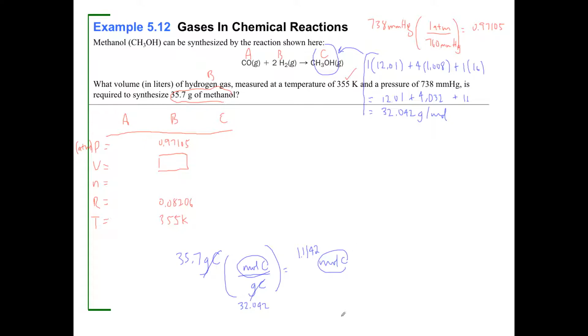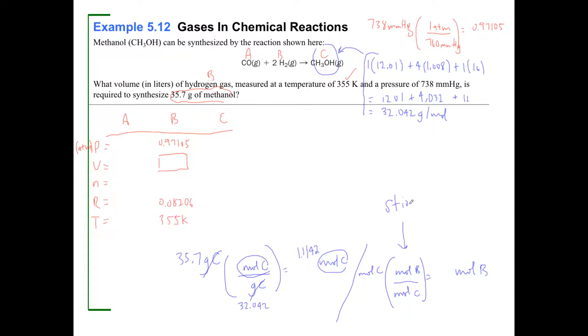Well, what I want to do now is I want to convert the moles of C to the moles of hydrogen, right? That's what I was looking for. Can I call it moles of B? You guys okay with that? Moles of B. I have moles of C though, right? So looks like I'm going to have to do the molar ratio. And this is the stoichiometry, by the way.